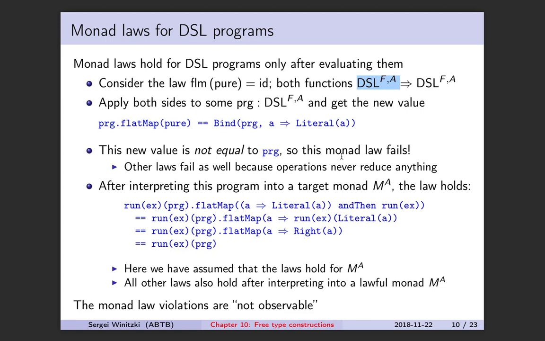But once you interpret this data structure into a target monad, and assuming that this monad satisfies the laws, then the resulting values will satisfy the laws. And that's a very interesting property. Let's see how that works. So let's run this value. How would you run this value? If you apply run to this, by definition of the code, it needs to first run this and then apply flat map with this function, and then run the results of this function. So that is the code.